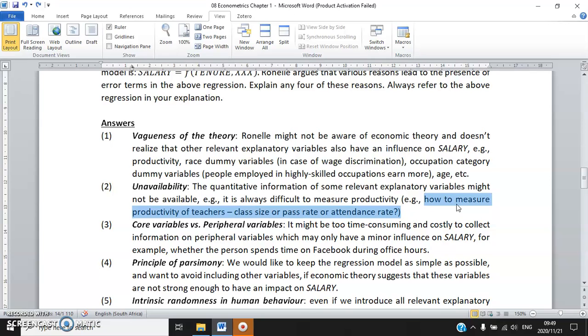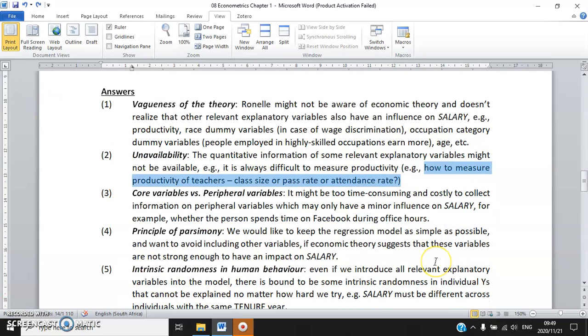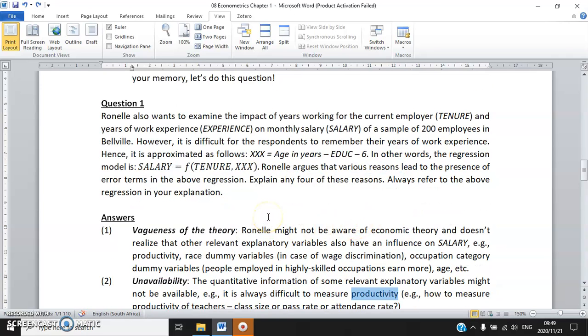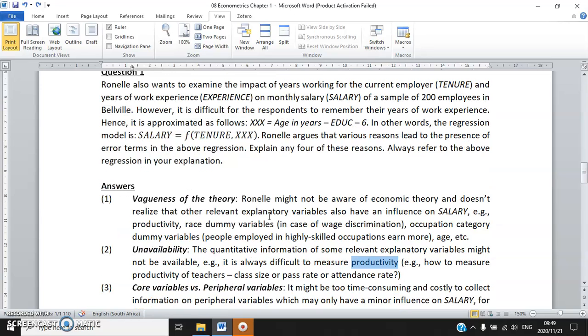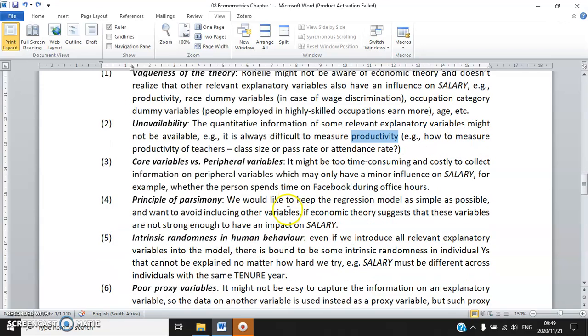especially in the services sector. In manufacturing, it is much easier to capture productivity, which is output over input. But for service industries like teachers, the hotel industry, and so forth, it is much more difficult to capture and quantify information on productivity. Therefore, we reluctantly exclude productivity. Then we end up creating some discrepancy between actual Y and expected Y. Then that explains the presence of error terms.